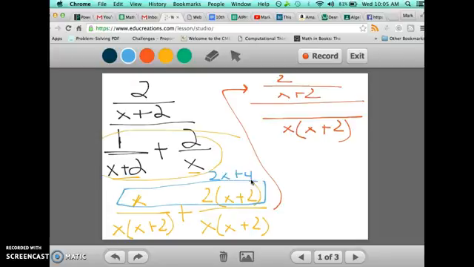And x plus 2x plus 4, well, what like terms are there? x and 2x. That makes 3x. And the 4 is separate. So now I've got this as my complex fraction. This is something I can now do. Now I can flip the bottom.